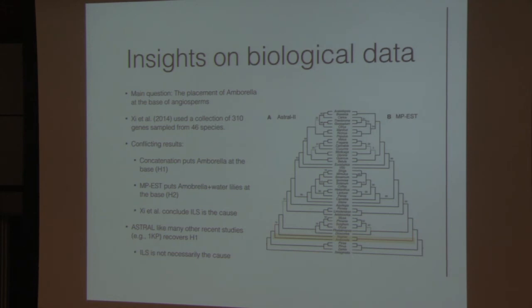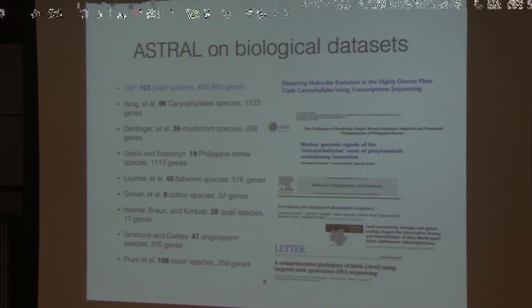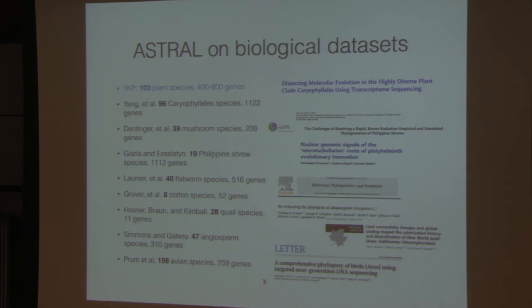So what that's telling you is that when you want to design a method, it's not enough to know the conditions under which it's statistically consistent. You actually have to look and see what happens on finite data, because relative performance depends upon the conditions of the data, not just upon what is motivating the method. So Astral's used all over the place at this point, and it's largely because it's fast and highly accurate.